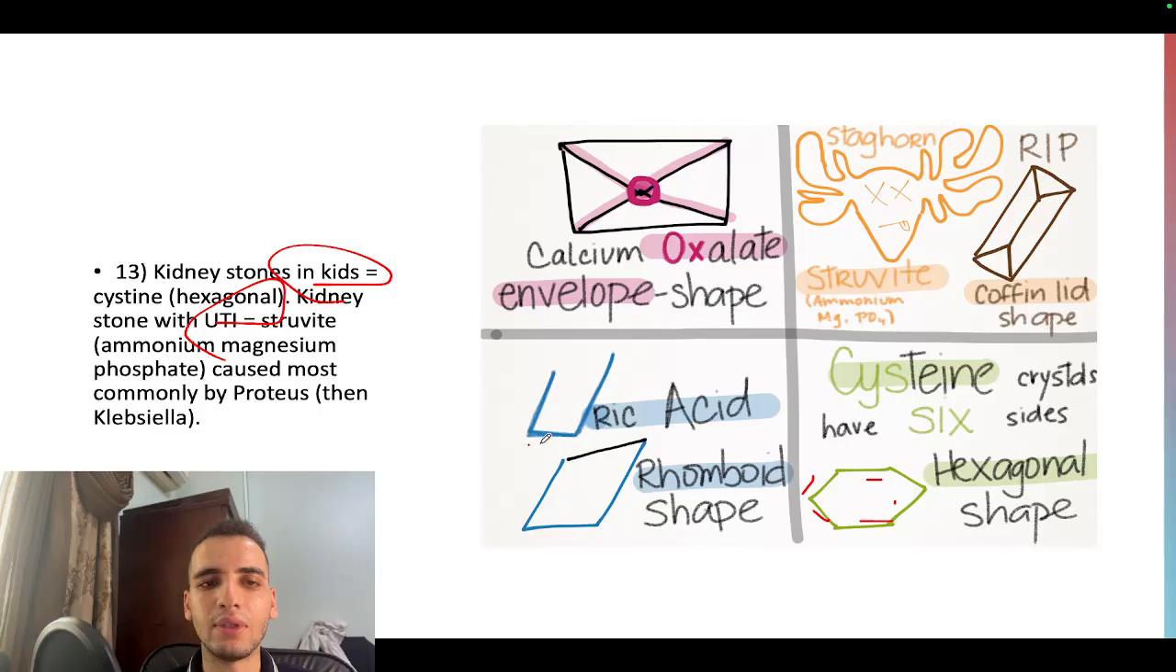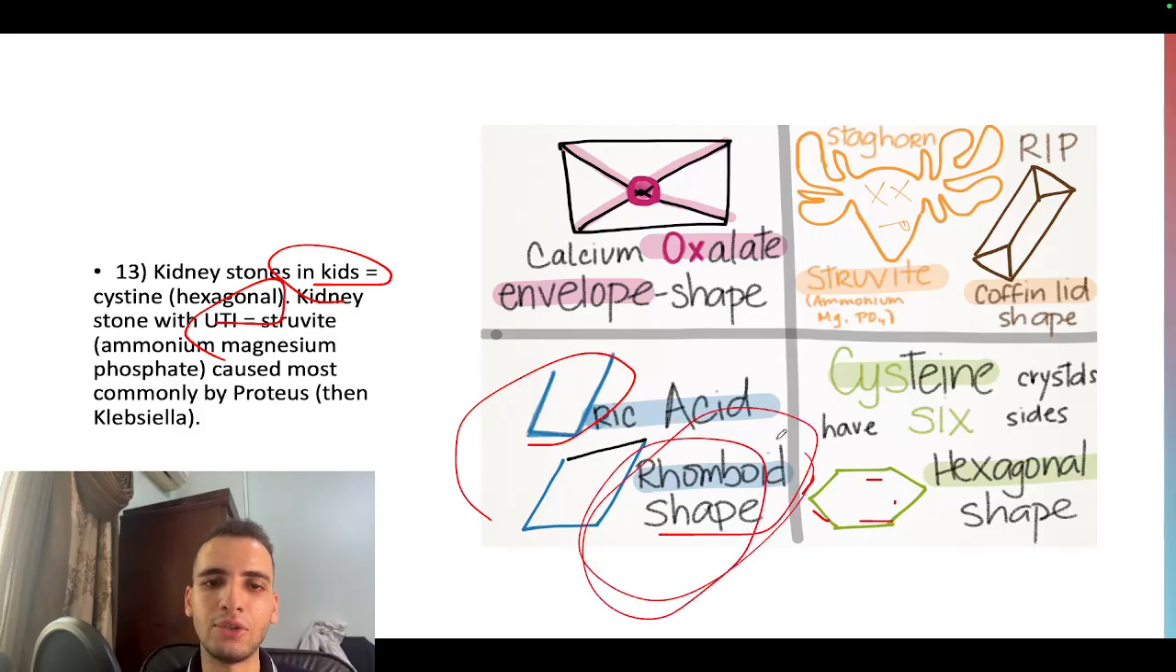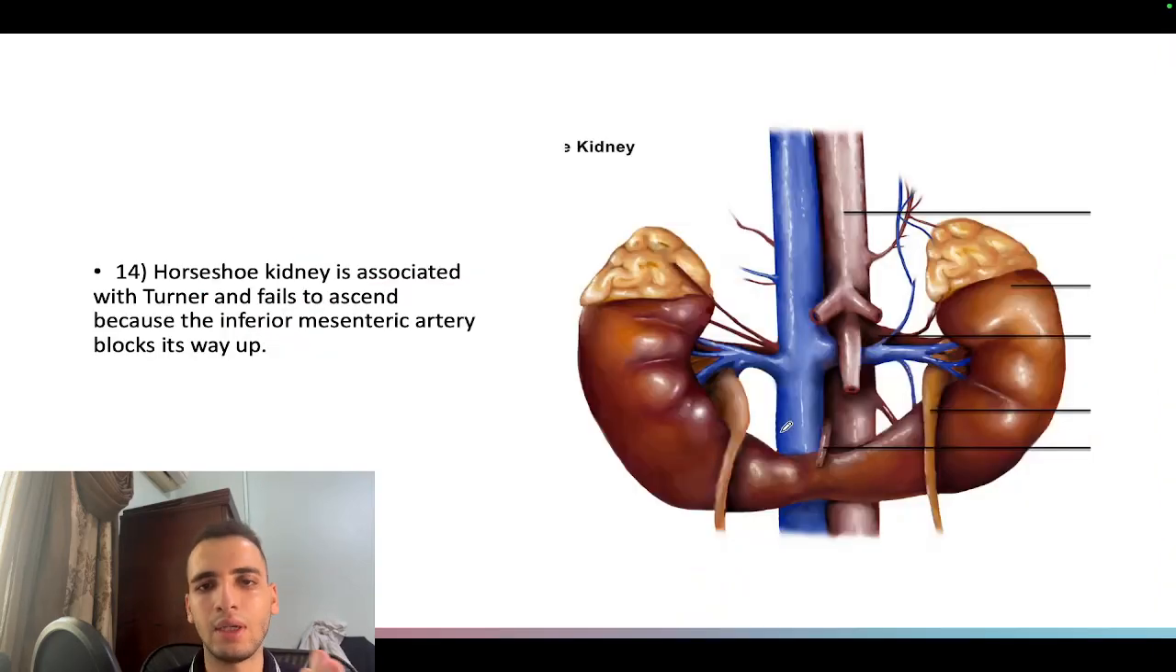Uric acid is usually radiolucent, meaning it will not appear on the X-ray, and it's rhomboid in shape. And the way you treat it is by alkalinizing the urine. It's an acid, so alkalinize the urine and it will be easily excreted.